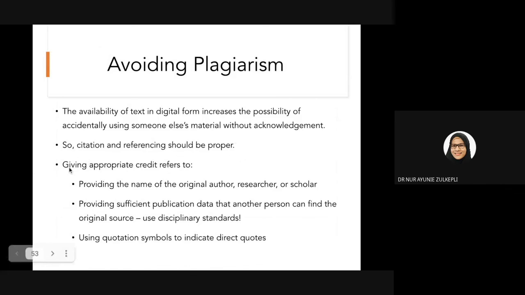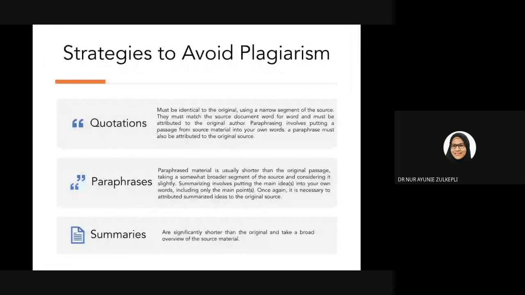Okay, so giving appropriate credit refers to providing the name of original author or researcher or scholar, and providing sufficient publication data that another person can find the original source, and using also quotation symbol to indicate a direct quote if you're quoting someone's idea or facts in the paper, okay, or any source.